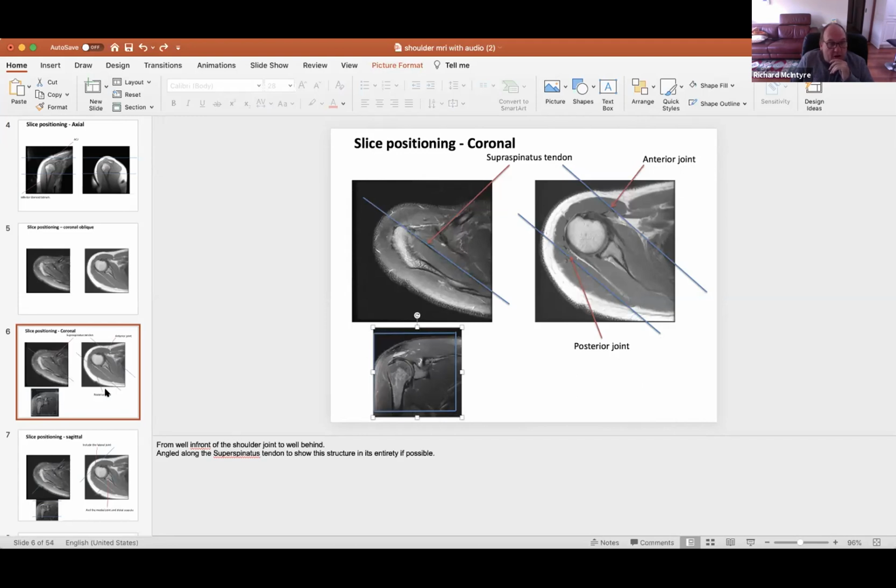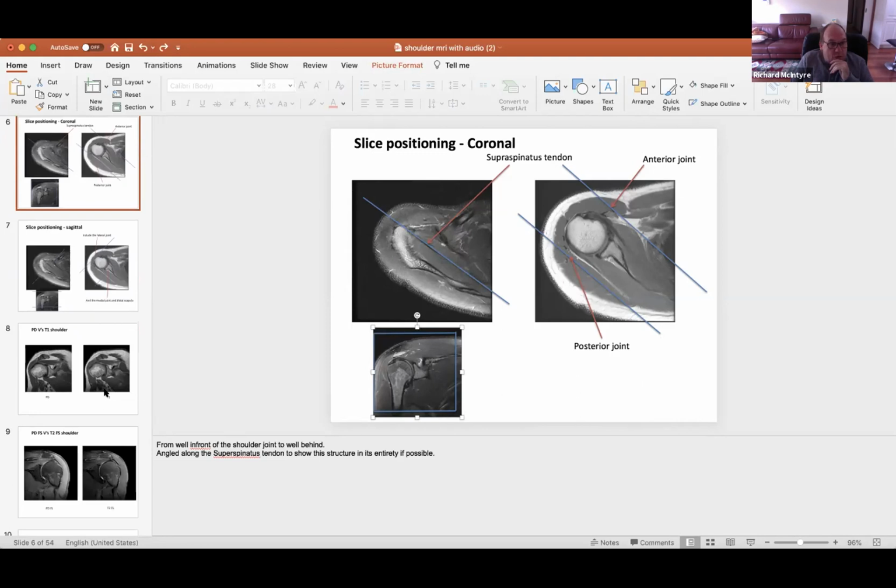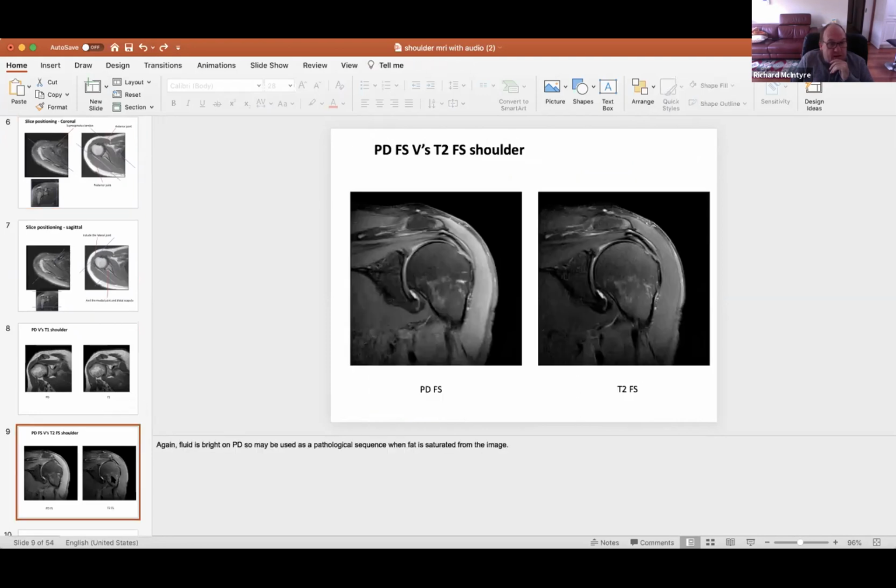Okay. Why do we go along the length of the supraspinatus tendon? Okay. Because A, it's a good reference point, and B, you can see that ligament is along, we're imaging along its length. Okay. And so we want to see that supraspinatus tendon all the way along its length until it inserts onto the humerus.